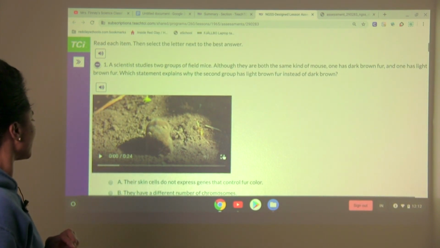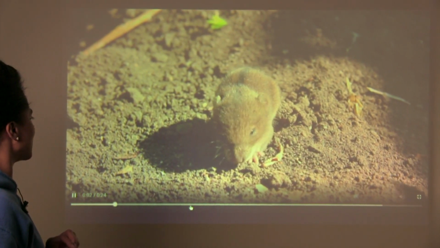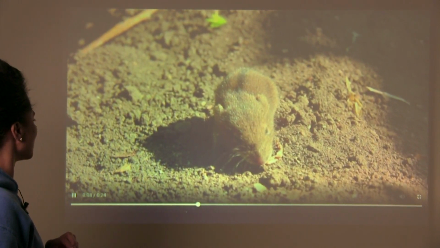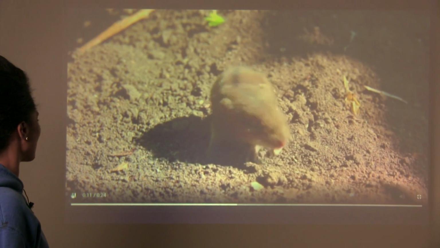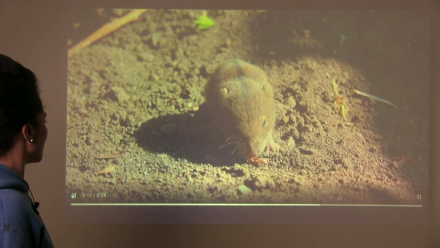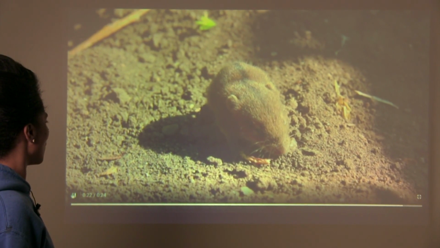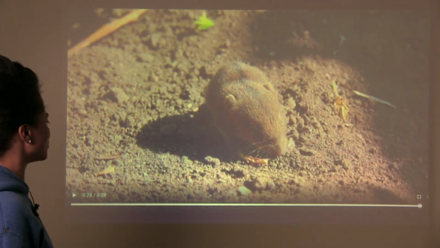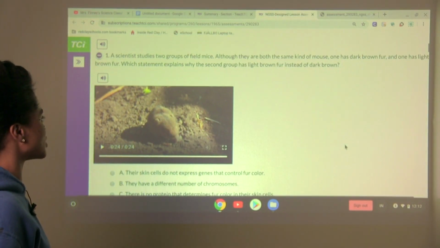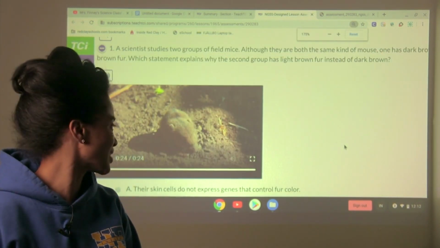Here's a video. Check this out. Oh, little tiny. Oh. All right, so which statement explains why the second group has light brown fur instead of dark brown? Let's check these choices.